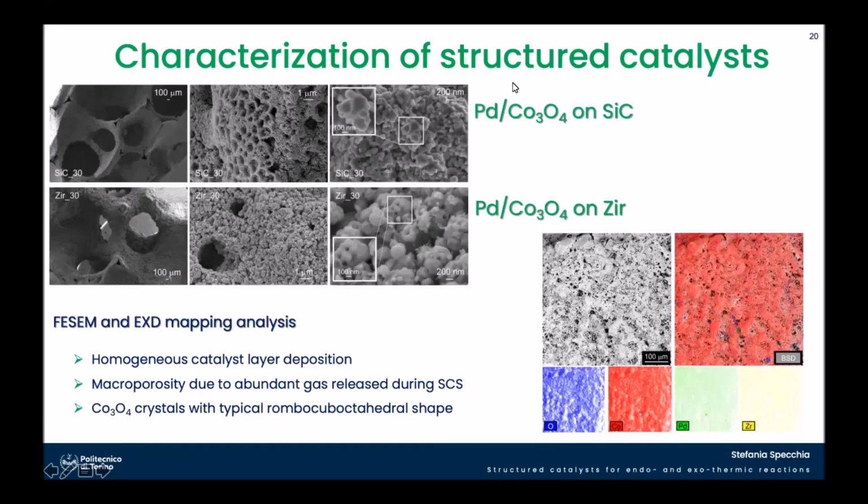this octahedral structure over the foams. So if I enlarge exactly on the surface, we can really see that we are able to replicate exactly and then to deposit the spinel, and by looking at the X mapping, also the palladium. And all the surface of the foam is very well uniformly covered by this palladium oxide over cobalt spinel on both types of structures.